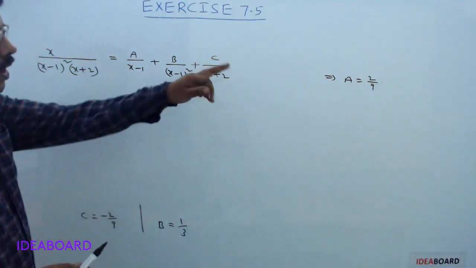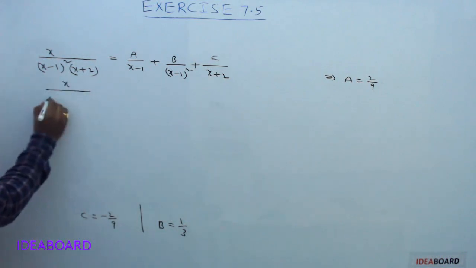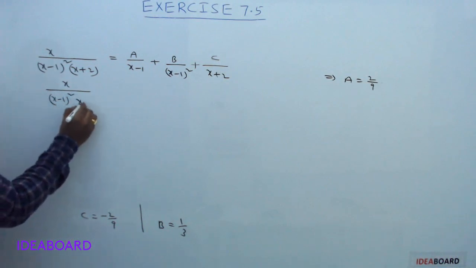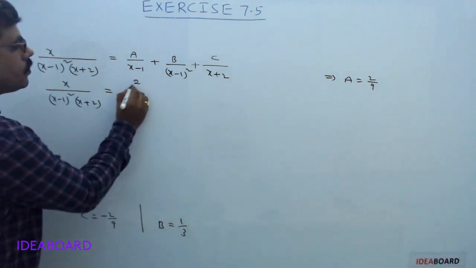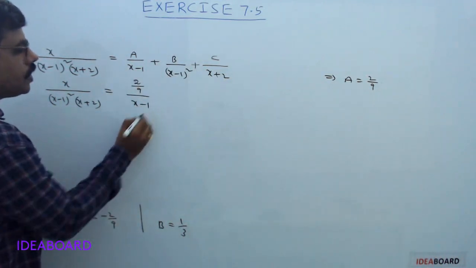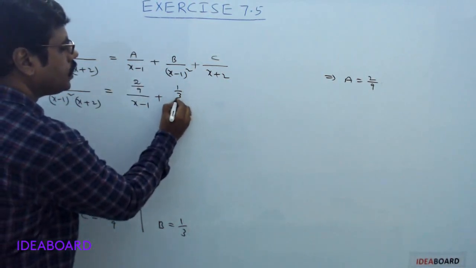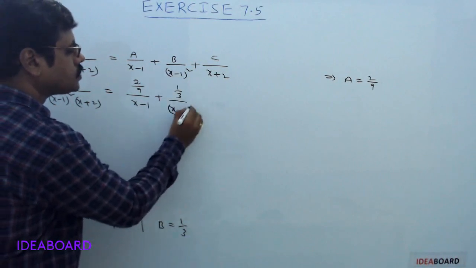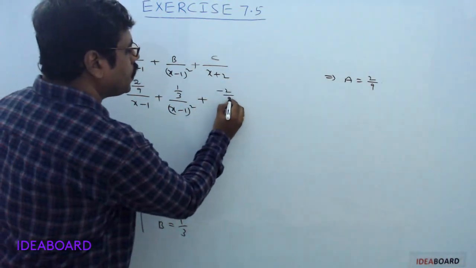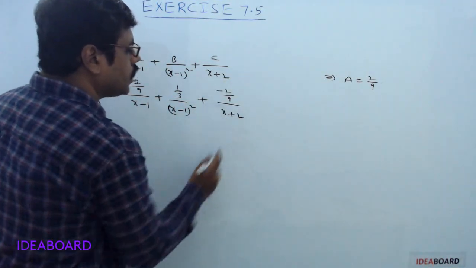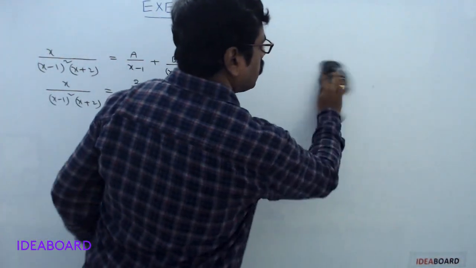Now substitute the values of a, b and c in this equation. It will be x divided by (x minus 1) whole square into (x plus 2) equals a. What is the value of a? 2 divided by 9, divided by (x minus 1), plus b. b value 1 by 3 divided by (x minus 1) whole square, plus c. What is the value of c? Minus 2 divided by 9, divided by (x plus 2). Then integrate on both sides with respect to x.